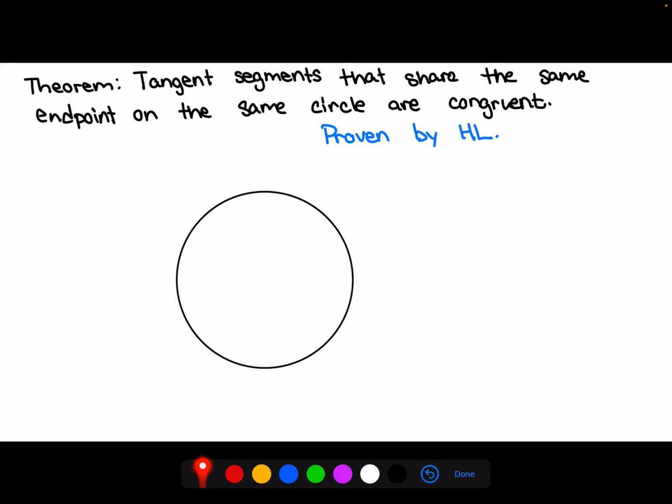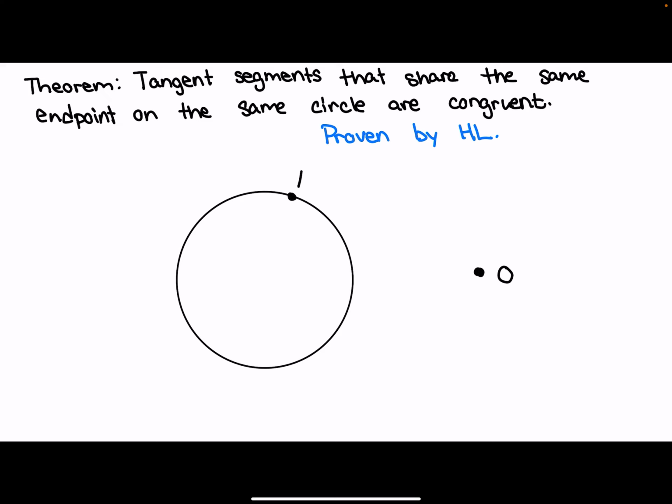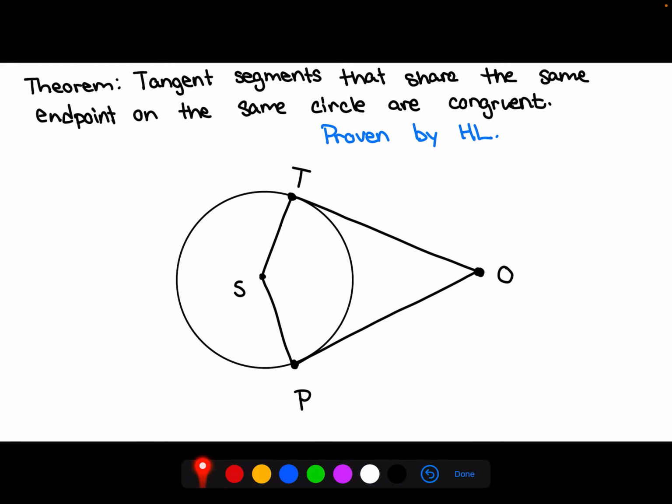So the way that this theorem would look is here's how it typically would look within a problem. So we have tangent segments TO and PO. We're saying that these two will be congruent based upon this theorem, and we're going to prove it in just a second. Now we also have radii ST and radii SP.